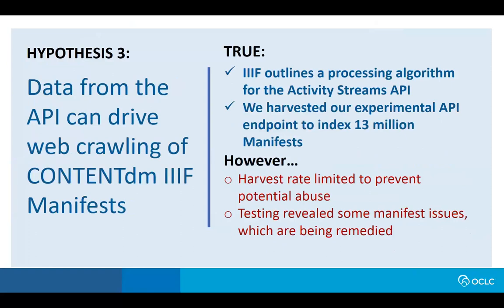Again, these are the not-production caveats. The harvesting rate is rate limited, just to prevent potential abuse. And we also found some issues along the way. Once you start aggregating material like that, the problems stick right out. So we actually discovered some flaws in ContentDM's IIIF implementation, which was great. We were able to find those and fix those.